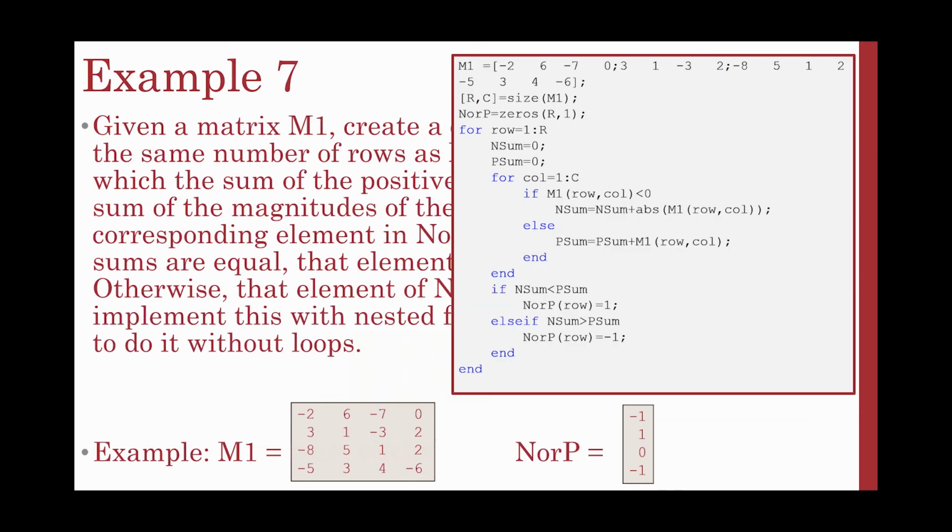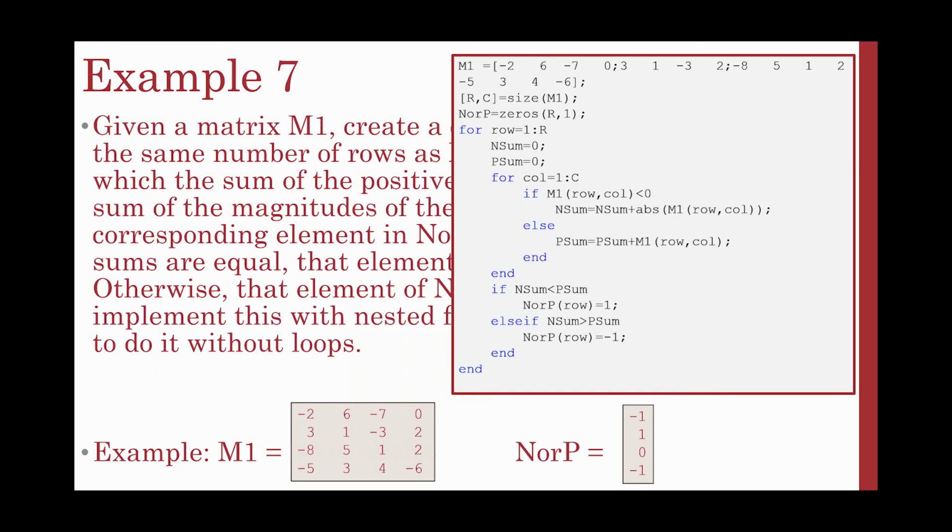So what are we going to do? We're going to initialize our M1 matrix. We're going to determine the number of rows and columns using our size function. We're going to initialize our variable norP so it exists prior to entering our loop. And then we're just going to go through it element by element. We're going to start with the number of rows. We're going to set our sums to 0 because we want the sum for each row to be 0. If we had set the sums to 0 inside of the second for loop, they would not reinitialize when we go to a new row.